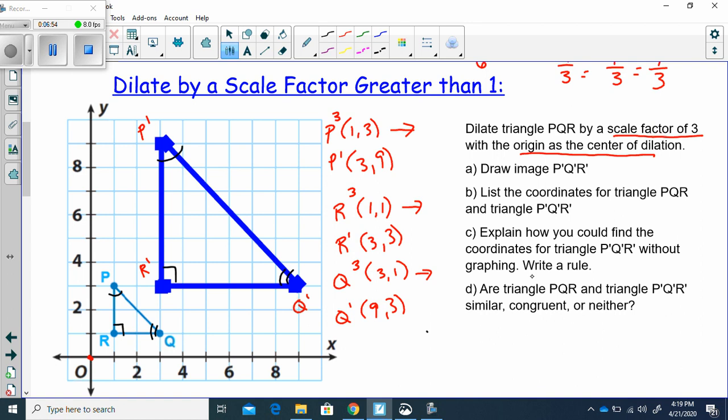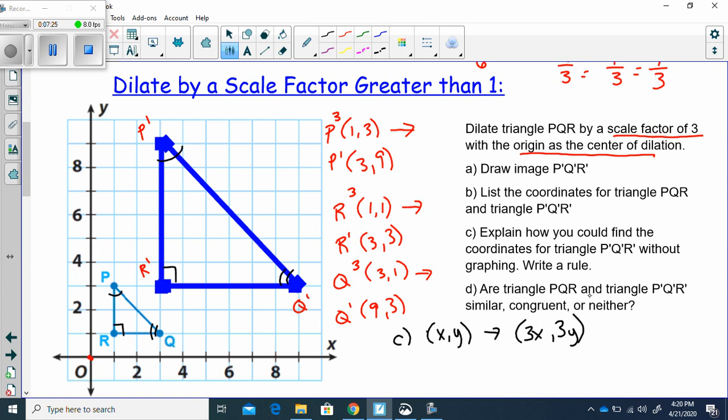It says write a rule, so let's write a rule for doing that. If we start with x, y and we're going to dilate it by 3, I would multiply each one of these by 3, right? 3 times 1, 3 times 3. So when I dilate it by 3, this would be 3 times x, this would be 3 times y. That's whenever you are dilating from the origin.